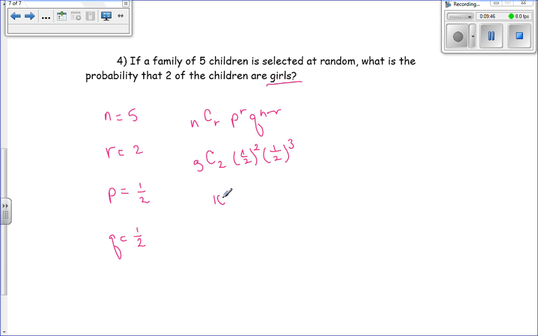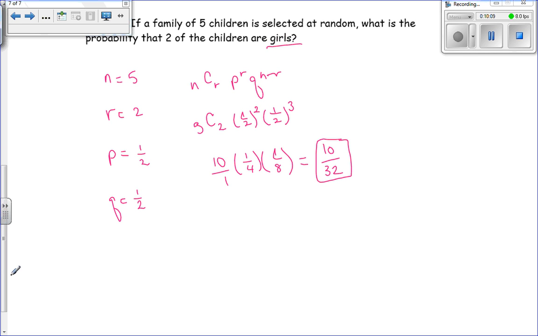5C2 is 10 in the calculator. 1/2 squared is 1/4. 1/2 cubed is 1/8. And remember, that's a 10 over 1. Multiply straight across, I have 10 out of 32. I do not have to reduce my fractions with probability. The one and only time all year long that you do not actually have to reduce a fraction.